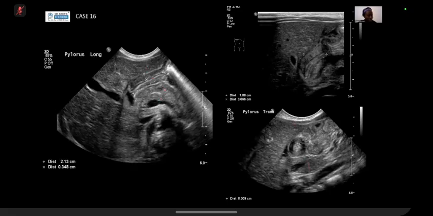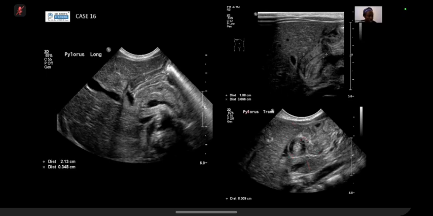And this will be a long-axis view of the pylorus. We can see that the single muscle thickness, so if you measure just the hypoechoic muscle to the edge of the hypoechoic region, is over 3 millimeters. The length of the pylorus itself is elongated, as Candidate 3 said. And then when we do it in transverse, we get this donut sign here.